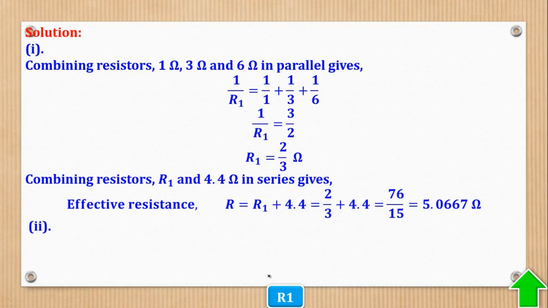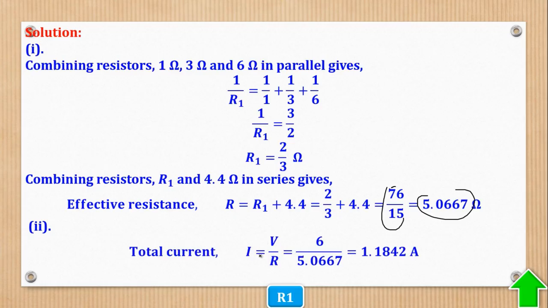Okay, now Roman 2, they ask for total current, so I know total resistance, this or this, and I also know total PD, so I'll get my total current from total PD over total resistance to give you this.